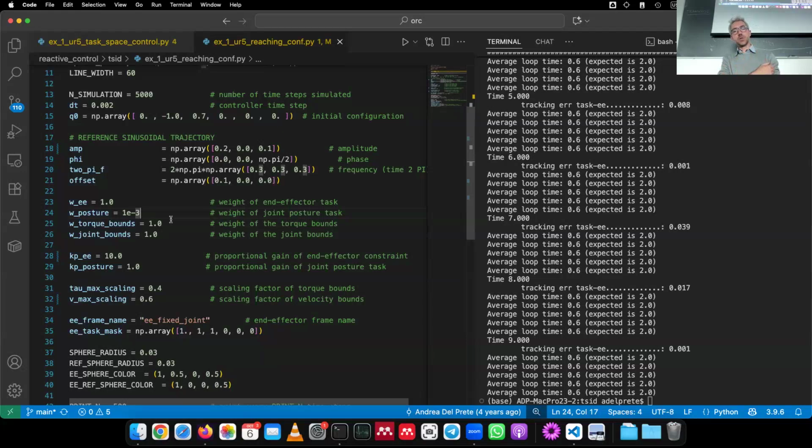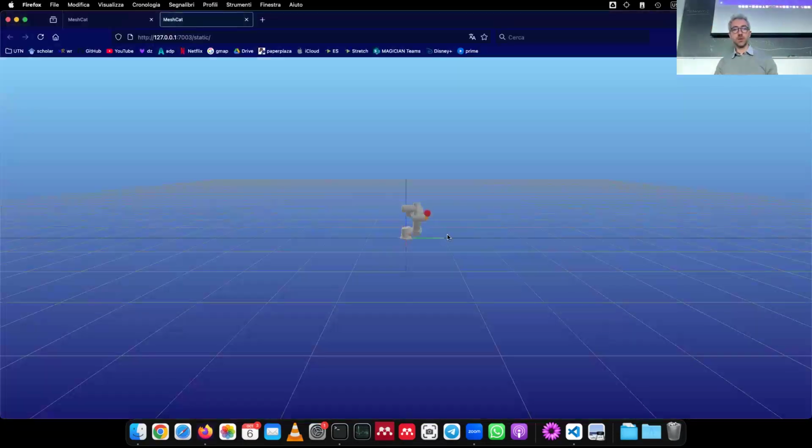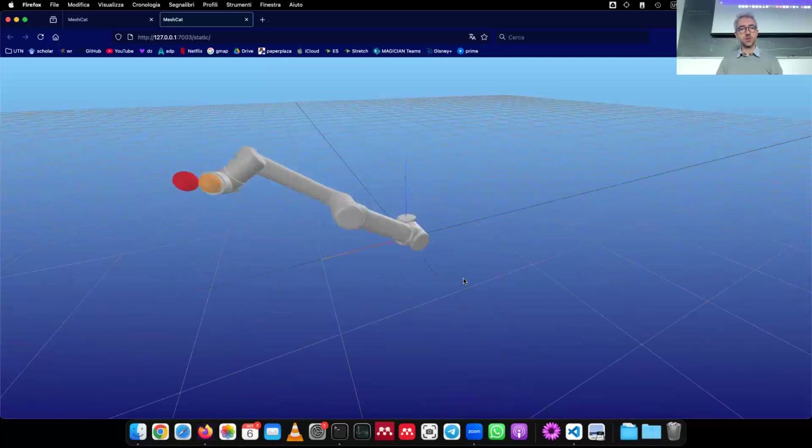So any idea what else we can change except, of course, lowering again the gains? Because lowering the gains, of course, is going to help. And just for seeing, we can test what we get by lowering the gains. Yeah, this is much better.